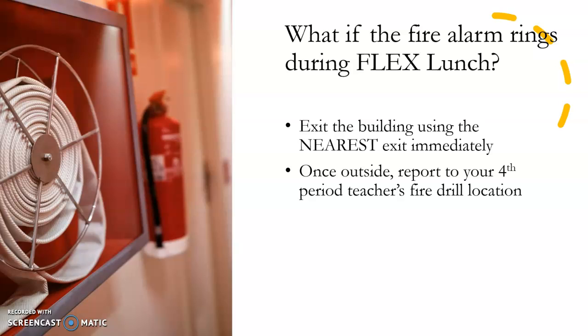If the fire alarm rings during Flex Lunch, please exit the building using the nearest doorway that goes to the exterior of the building. Once you are outside, go to your fourth period's fire drill location. Your fourth period teacher will be looking for you to take attendance and have accountability for you. So again, go outside first and then travel to the location where your fourth period would meet.